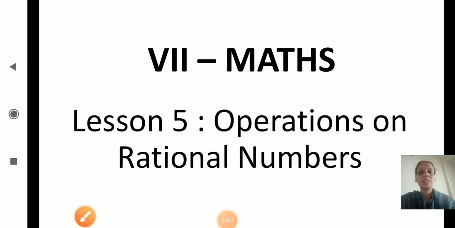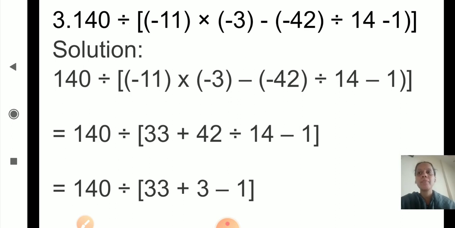Good morning students. In the previous session we have completed two sums from practice set 25. Now today we'll start with question number 3 from practice set 25. Now this is the third sum.